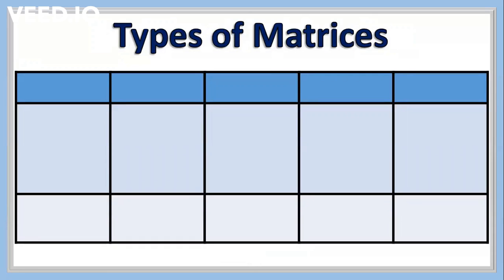So let us look at types of matrices. The first type of matrix that we'll be looking at is called a row matrix. A row matrix has only 1 row. In this example, 3, -1, 5 forms a 1 by 3 matrix. In this example, we are only seeing 1 row.